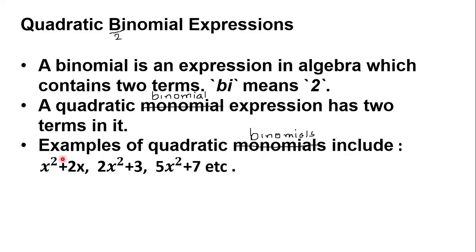It's a quadratic binomial expression, as long as the highest power is 2. It's a quadratic expression having two terms. Another one is 2x squared plus 3. You count these as two terms. You have one term plus this one here. These are two terms combined together by a plus, positive sign. So these are examples of binomial expressions. Another one is 5x squared plus 7. All these are examples of binomial expressions.